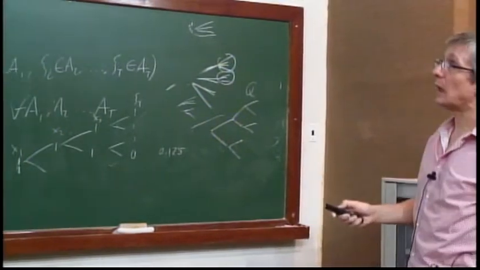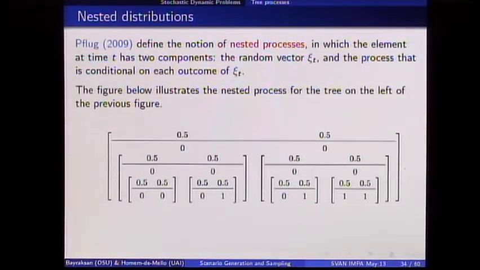Again, Pflug is one of the most active researchers in this area. He has come up with a distribution that is very convenient for this. This is called the notion of a nested process. So what is a nested process? You can think of this as an extension of the original process in which at time t we keep two components. One is the random vector, that's the value of the random variable at that point. But we also have to keep track of all the conditional distributions up to that point. You have to keep track of both things.